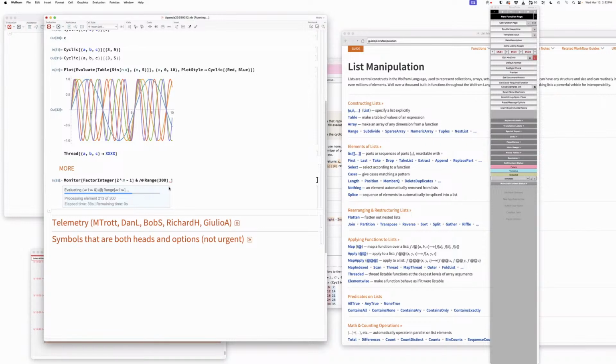Well, the infrastructure is there. What other functions does monitor work with here? Table, map, apply, fold, list, nest list. I can give you a list. This is great. This is really good. Really nice. Wow, it thinks it knows how long it's going to last. Well, this one it's going to be miserably wrong on. It's going to fail.